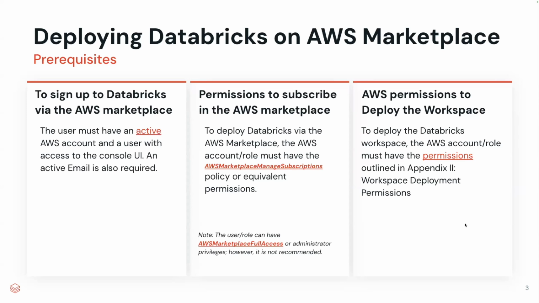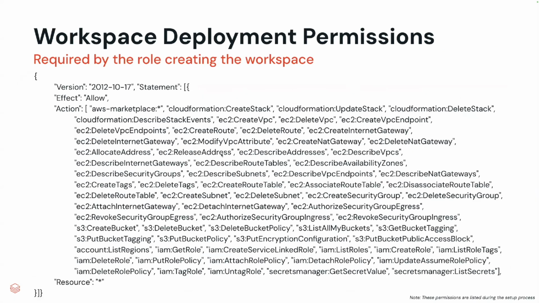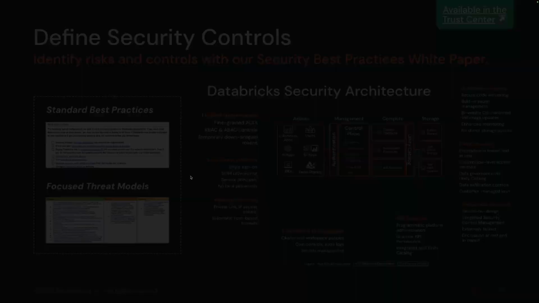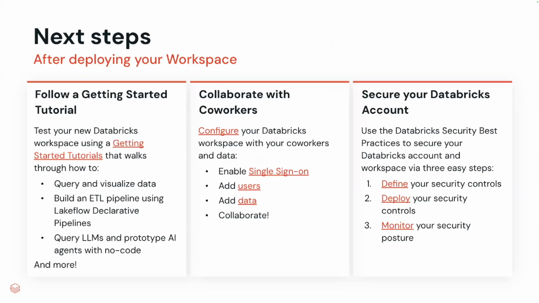Once you have subscribed to Databricks and created the account, you'll want to deploy a workspace. Deploying a workspace requires permissions to set up your AWS account for the way that Databricks requires it. And so the permissions required for that deployment phase are listed within the appendix, but don't worry about copying that down because it's also listed within the stages themselves.